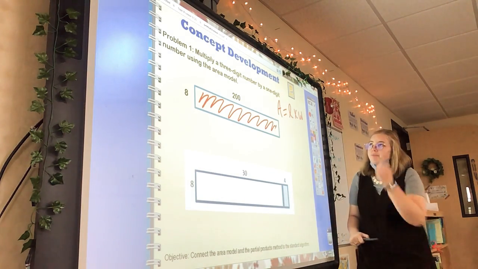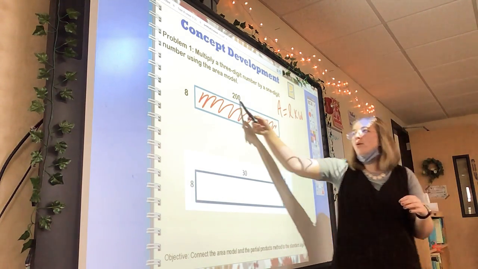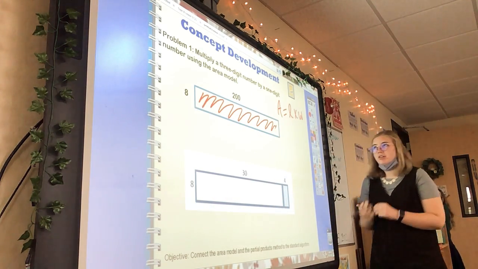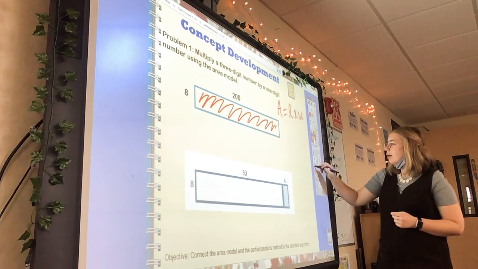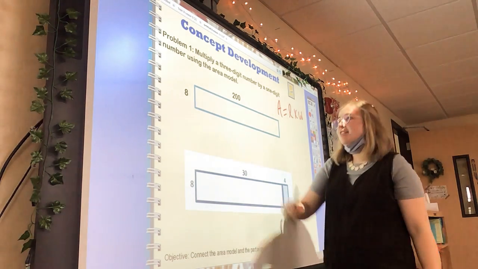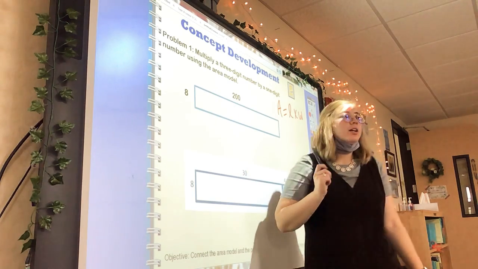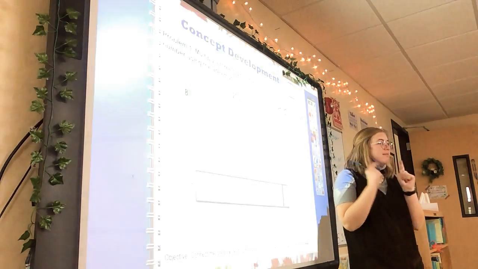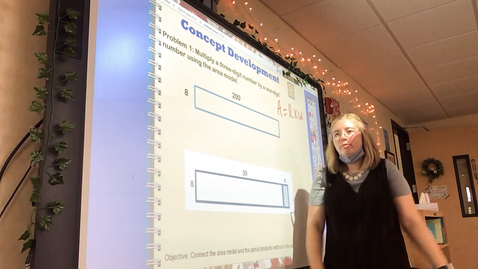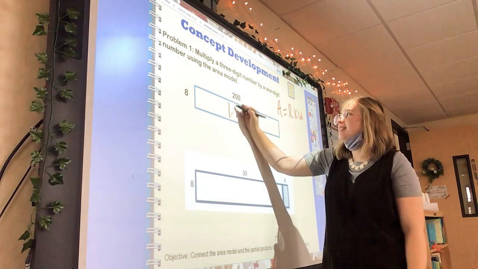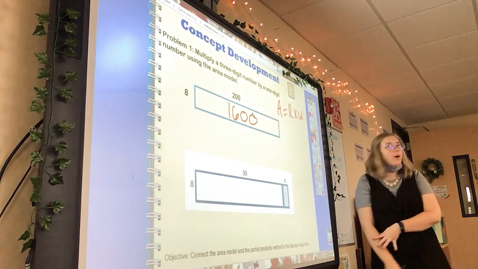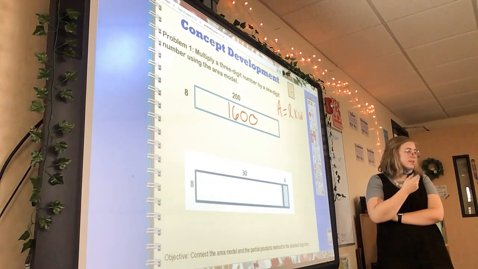Okay, so right here, I have 200 times 8. I'm finding the area of that rectangle. Okay, so in order to do that, I need to just multiply 8 times 200. Don't be fooled, friends. That is something you can do in your head. Okay, what is 8 times 2? Go. 16. And then I got 2 zeros. Okay, so 8 times 200 is 1600.